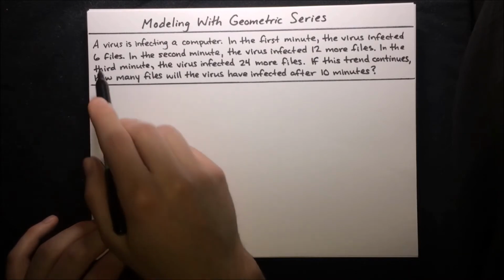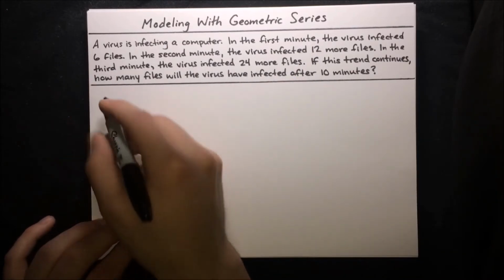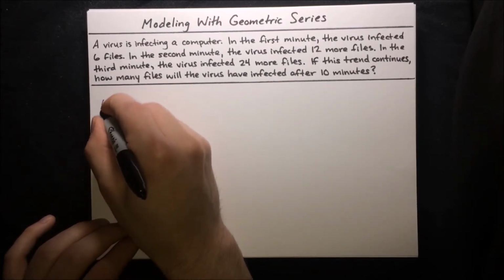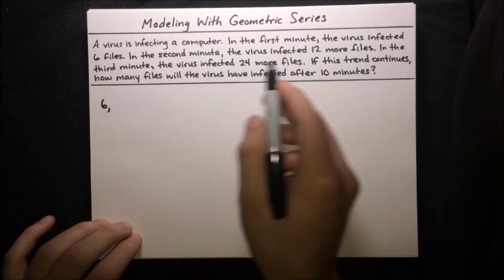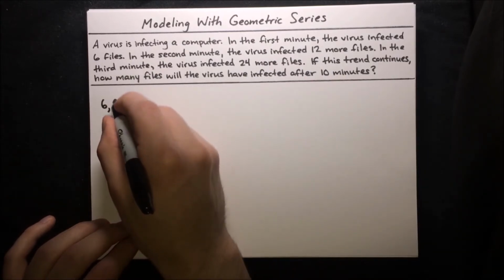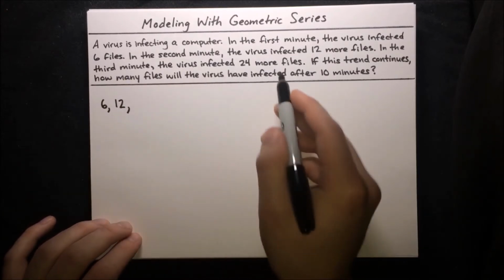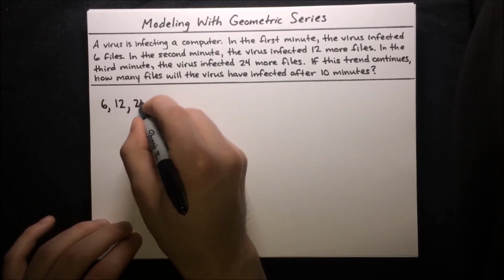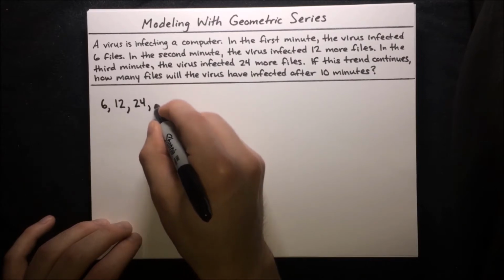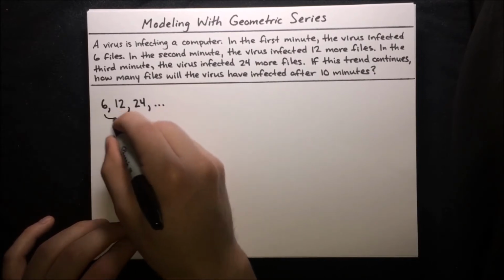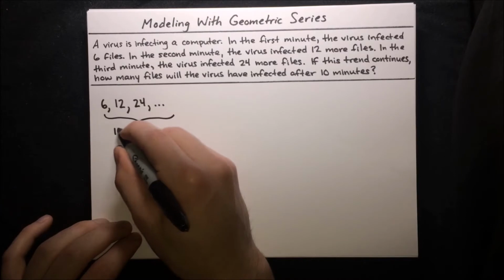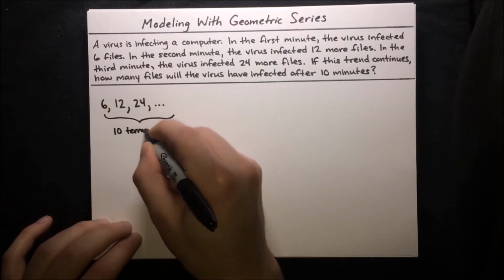So let's write down this information. In the first minute, the virus infected 6 files, so 6. And then in the second minute, the virus infected 12 more files. So the next term is 12. And then after that, the virus infected 24 more files. So 24. And we want to keep going with these terms up until we have 10 terms total.